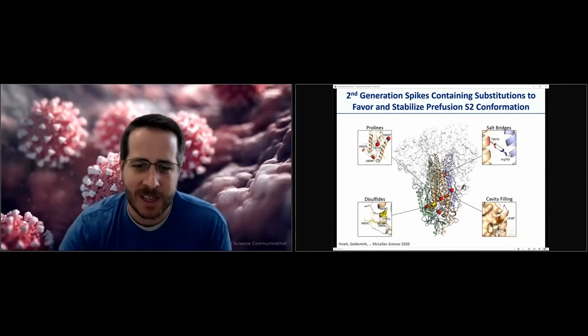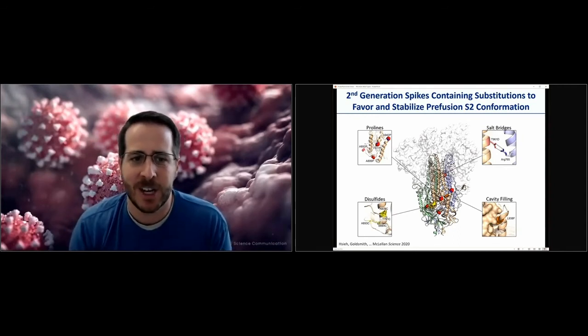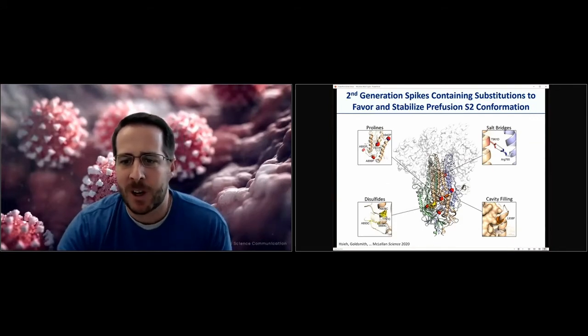And so we focused on the S2 subunit, which is the region that undergoes a lot of the conformational change. We designed over 100 different variants. We focused on 4 different categories. One is the introduction of prolines to cap helices and stabilize flexible loops. We also made substitutions to introduce charged residues to form salt bridges, such as here. So this threonine to aspartate introduces a salt bridge with a neighboring arginine.